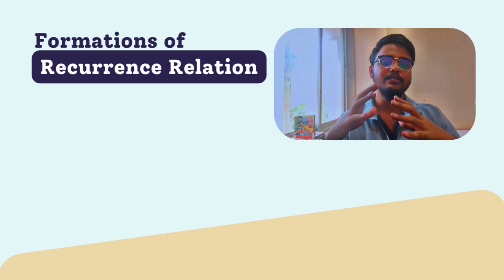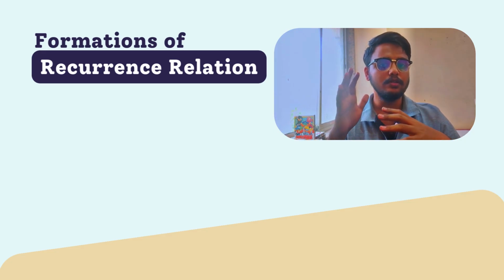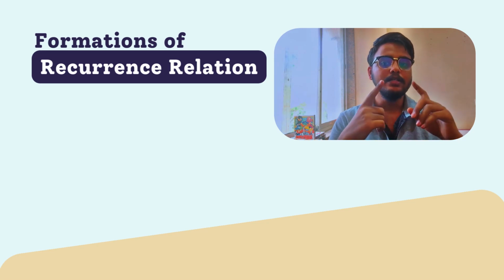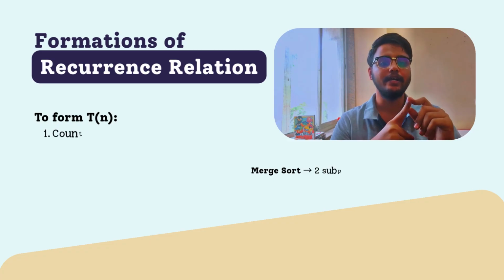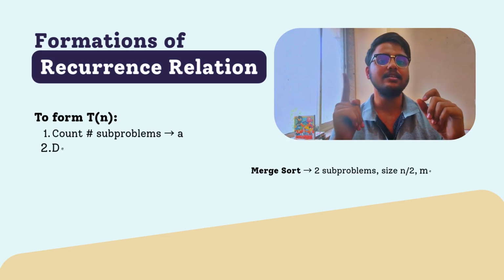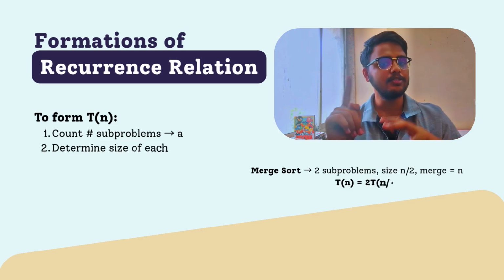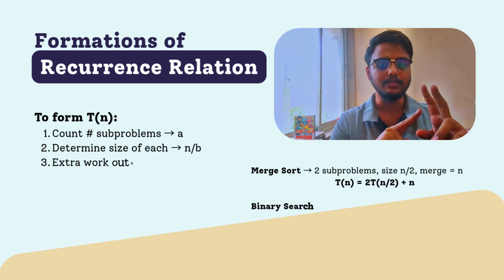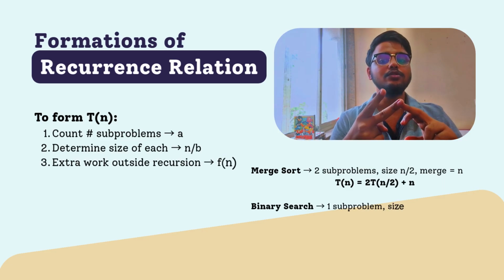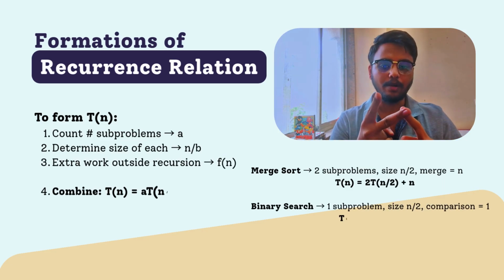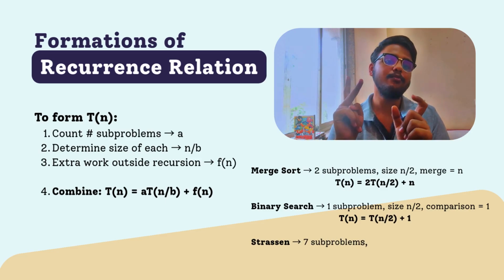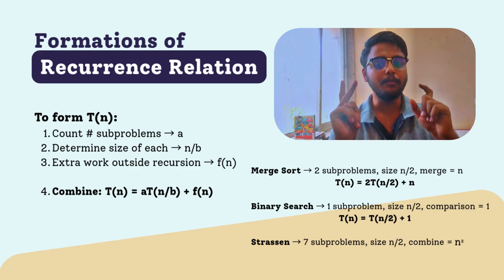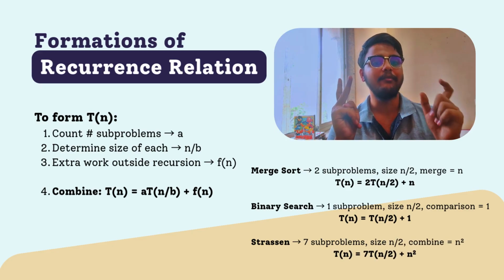Whenever you see a recurrence in your algorithm, do this checklist. Step 1, count how many subproblems the main problem is divided into. Like binary search is divided into one subproblem, merge sort is divided into two subproblems. The second step is to compute the size of each subproblem. For binary search, the size of each subproblem is n/2. For merge sort, it is also n/2.